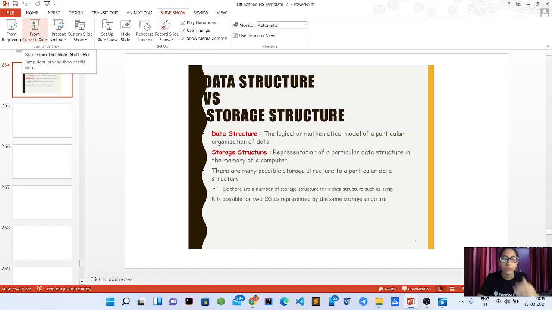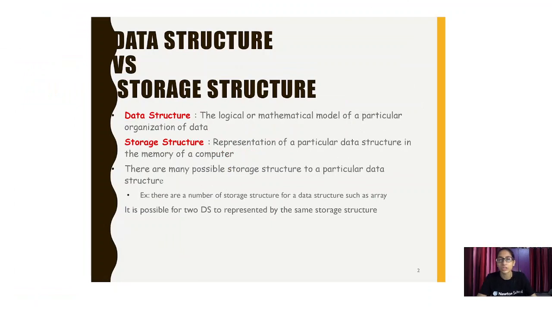Now, moving toward the configurations of data structure and storage structure, and what the difference between them is. Data structure and storage structure are relatively different from each other, but when you configure both of these terms, they are given as similar abstractions. The logical or mathematical model of a particular organization of data is a data structure, and the representation of a particular data structure in the memory of a computer is a storage structure.